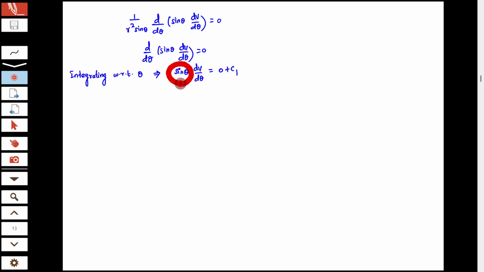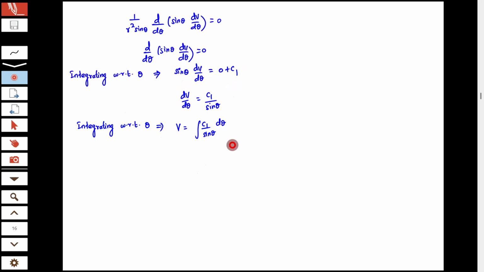Now this sine theta has to be taken to the right hand side. So this will make dv by d theta equals c1 by sine theta. Now one more integration with respect to theta will remove this differentiation to give the potential function v. So one more integration with respect to theta will give v in the left hand side. In the right hand side, c1 by sine theta has to be integrated with respect to theta.